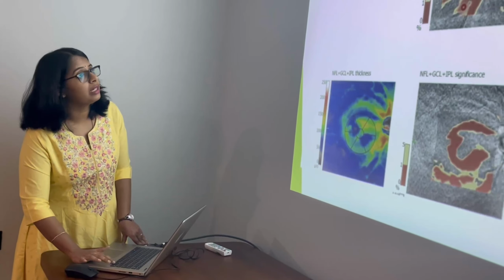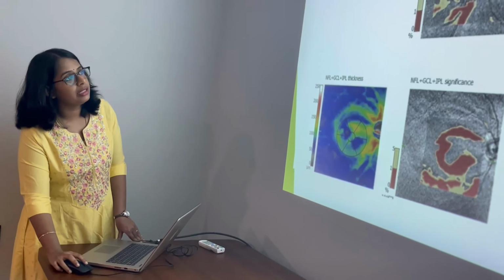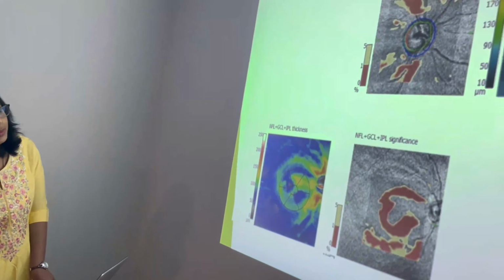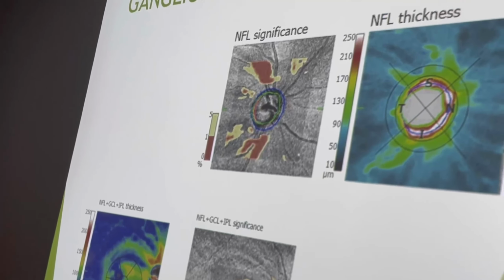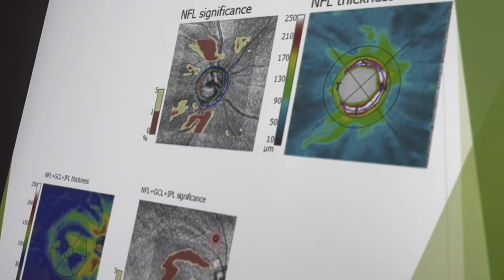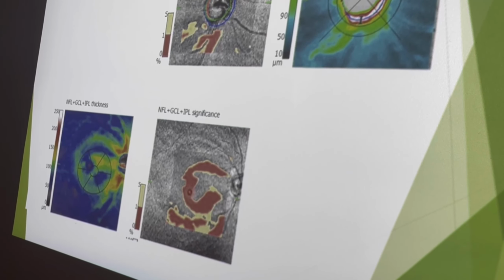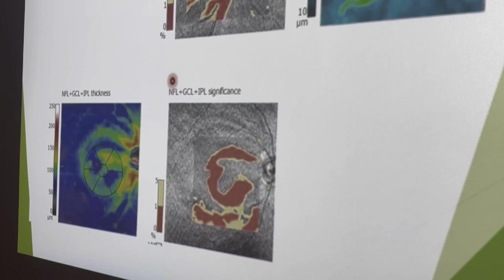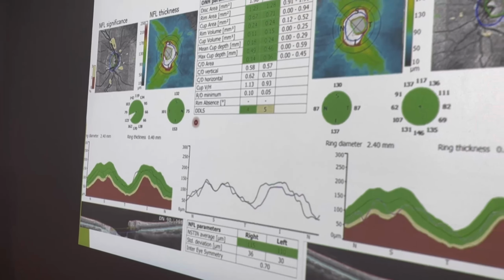Apart from glaucoma, like this is the scan. This is the optic nerve head scan of the patient, showing superior and inferior RNFL thinning. This is the same patient's macular GCC, showing the GCC thinning. So it's useful in a glaucoma suspect patient.